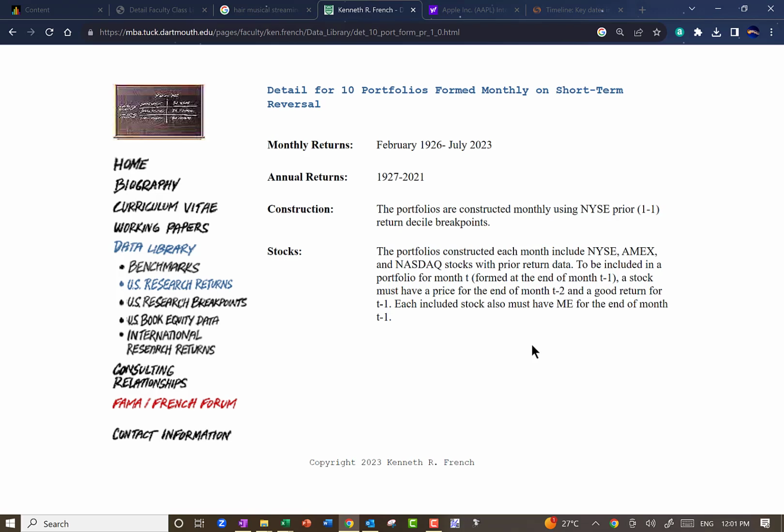Here you look at the returns of portfolios based on return on the prior month. So this is a simple investing strategy. Every month, if I'm buying the losers, I'm going to sort the stocks based on the returns in the previous month. I'm going to buy the lowest 10%. That's called buying the losers.